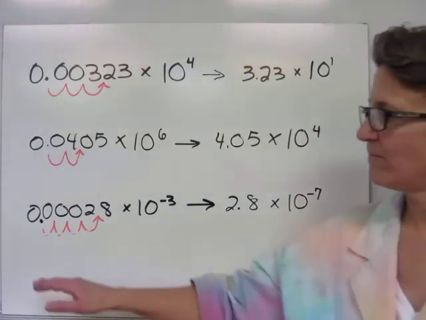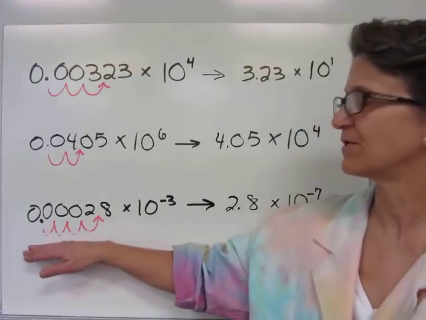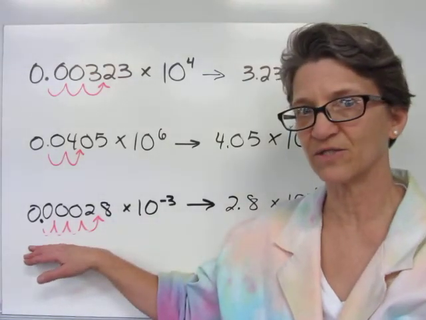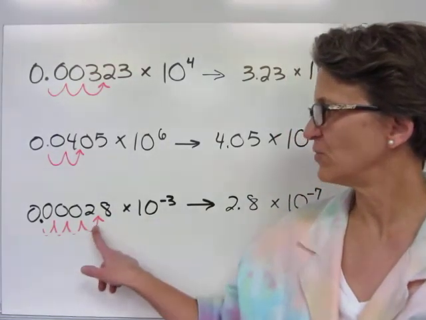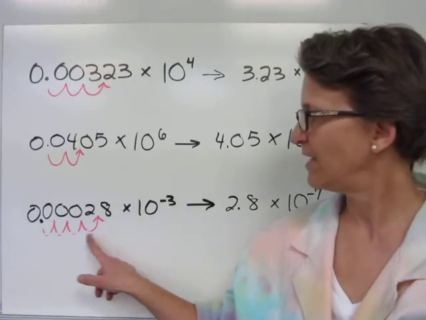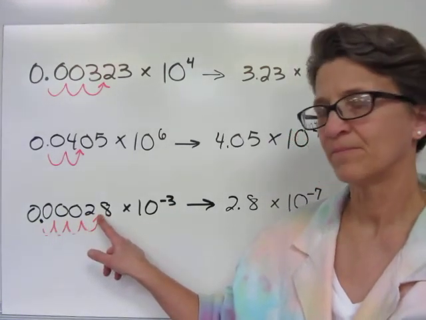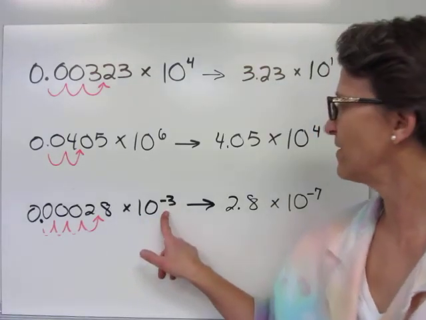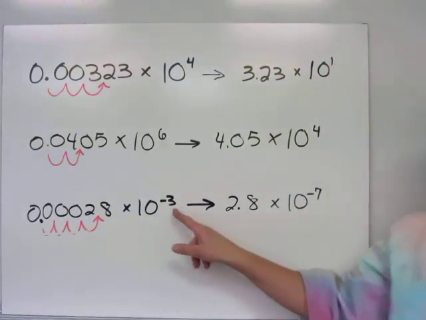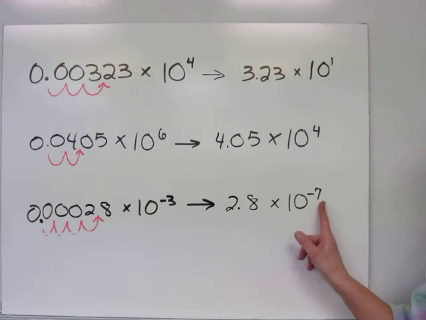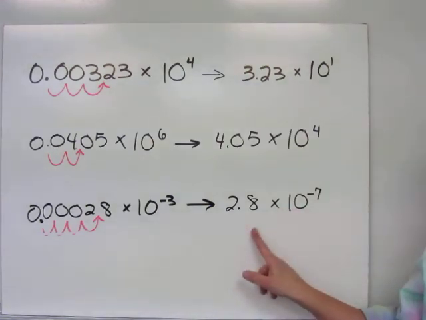My last example, 0.00028 times 10 to the minus third. Move your decimal so the 2 is just in front of it. I'm moving it 1, 2, 3, 4 times. Your exponent changes from -3 to -7, 2 sig figs in your mantissa.